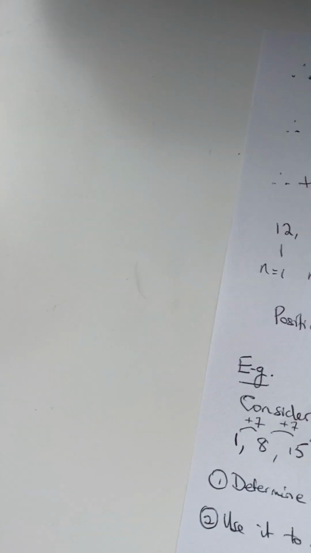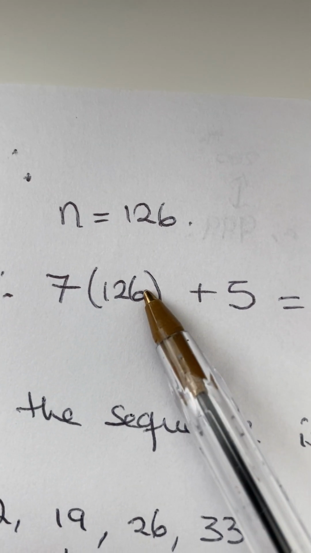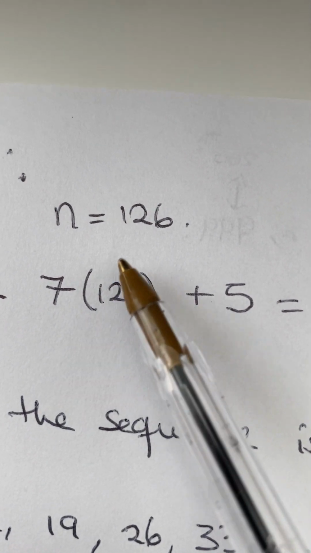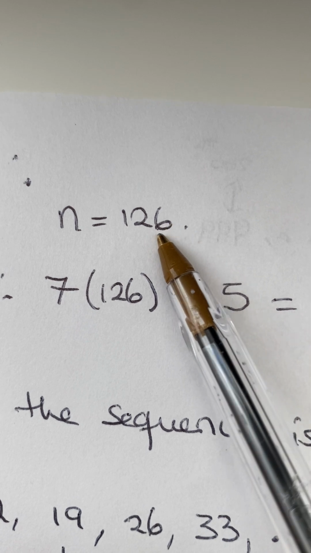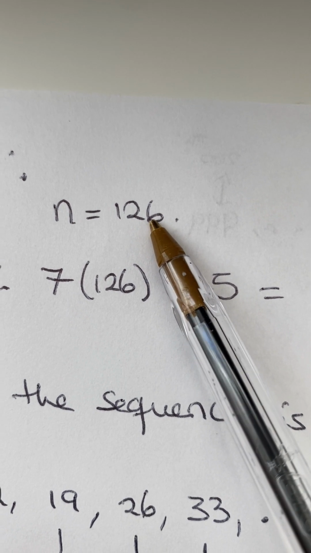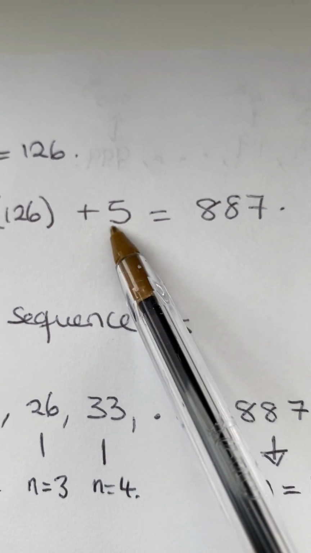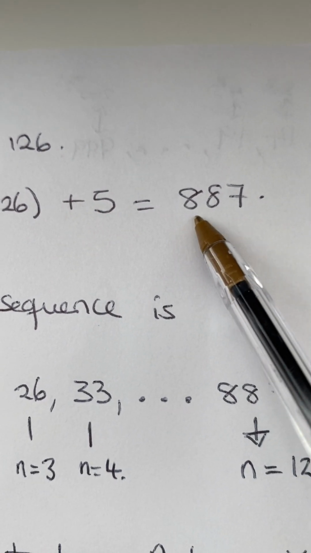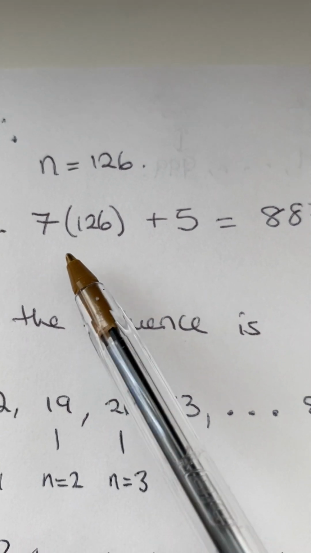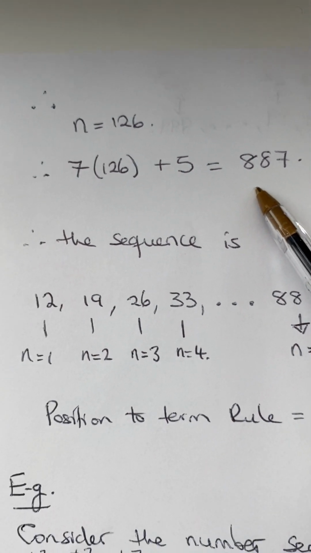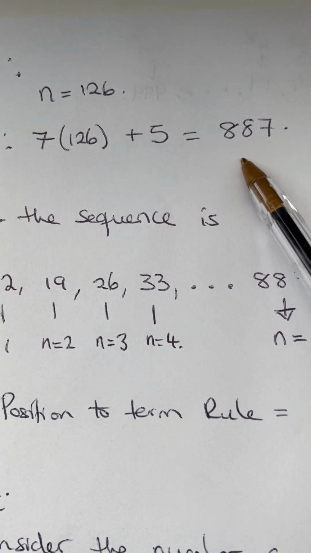So if we want to find the 126th term, n here is 126. So 7 times 126 plus 5 is 887. You can use your calculator and check.